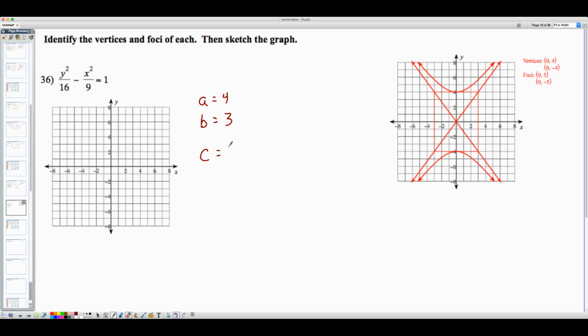Because a squared plus b squared is c squared. That would be 16 plus 9 is 25. My h, k is 0, 0. It's going to go through the center.